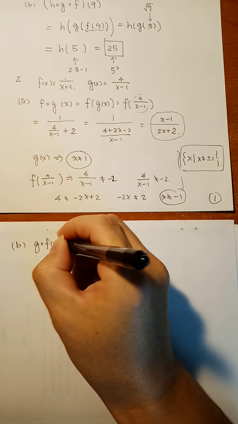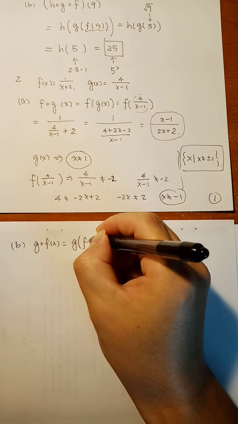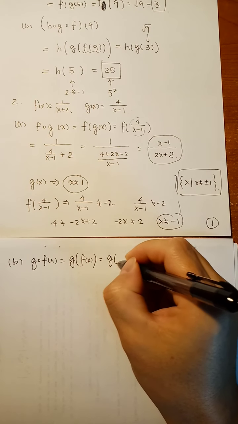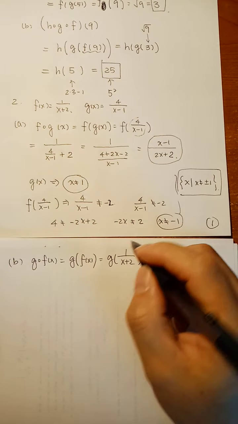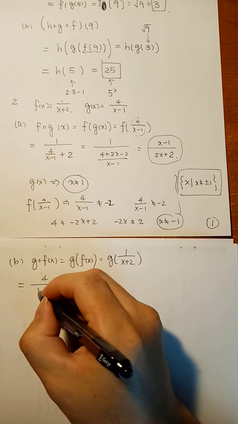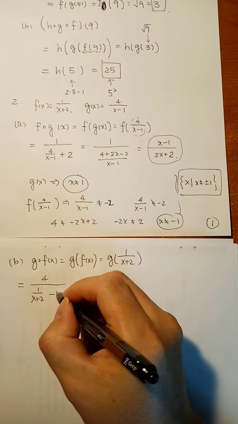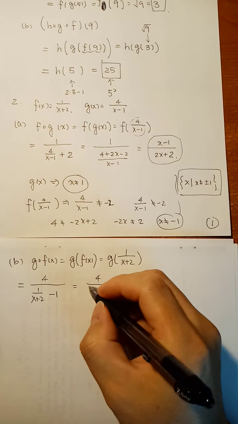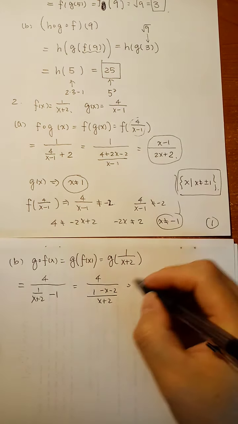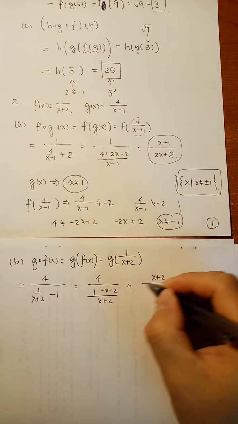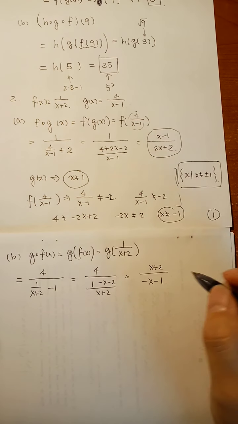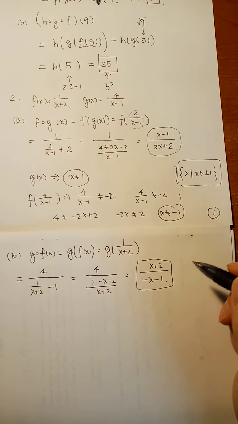g of f of x. f of x is 1 over x plus 2. So it's g of 1 over x plus 2. And then you apply the g function. So it is equal to 4 over (1 over x plus 2) minus 1. So it's 4(x plus 2) over negative x minus 1. Okay, so this is a formula of g circle f.